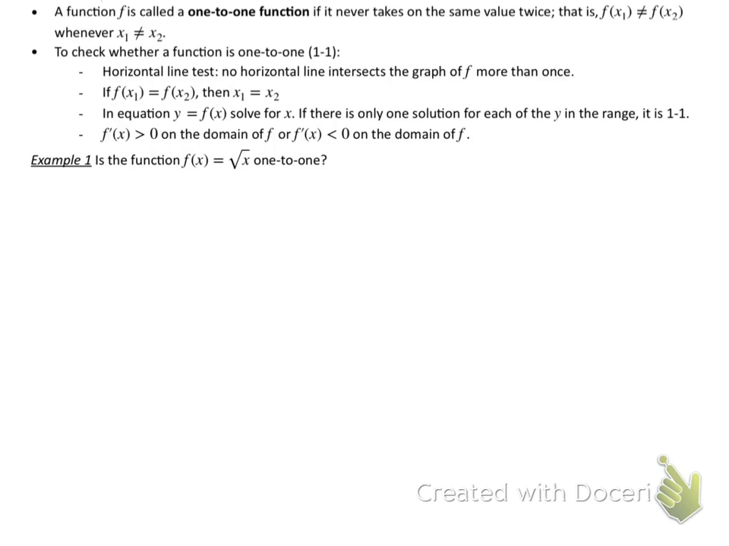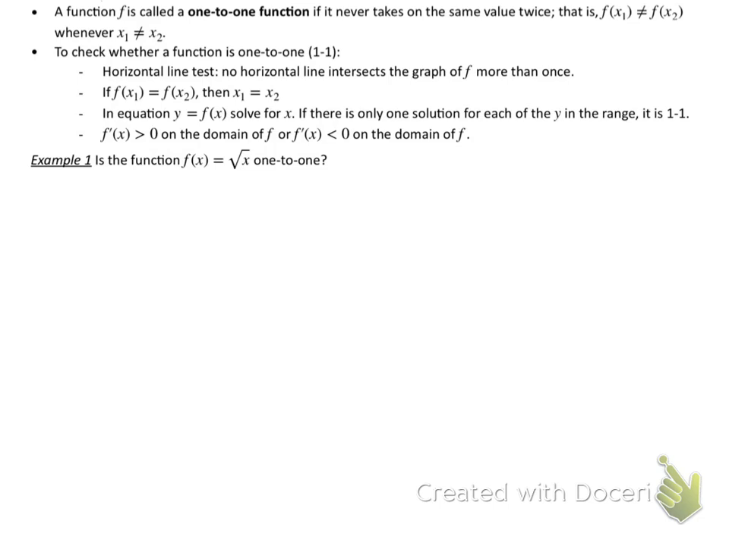A function f is called a one-to-one function if it never takes on the same value twice. That is, two different inputs have to give you two different outputs. Okay, that's what this says. f of x1 is not equal to f of x2 whenever x1 is not x2. Different inputs must end with different outputs.